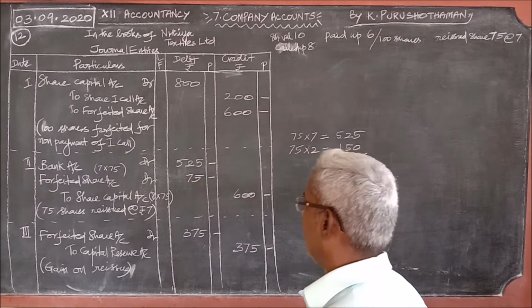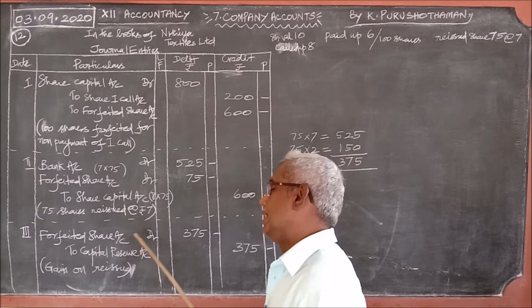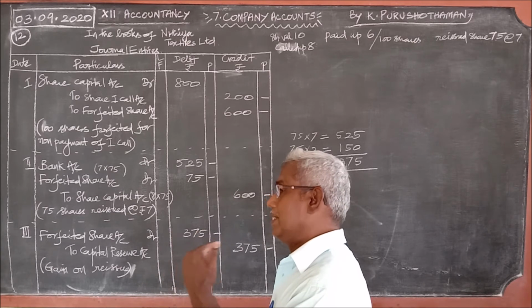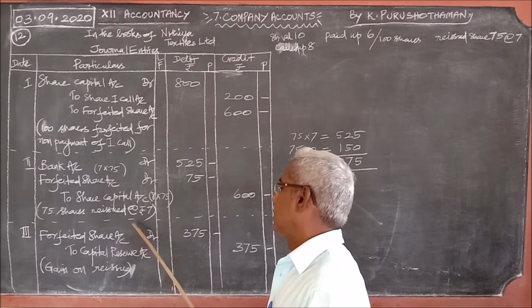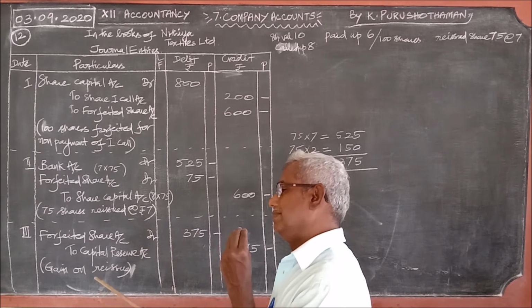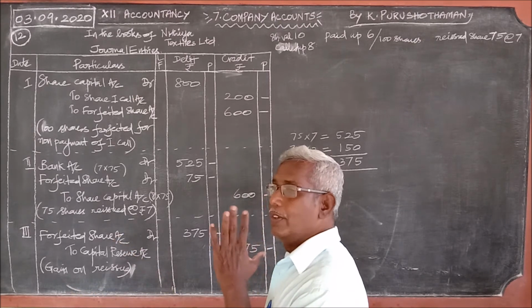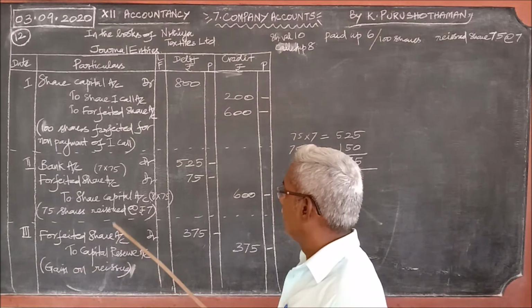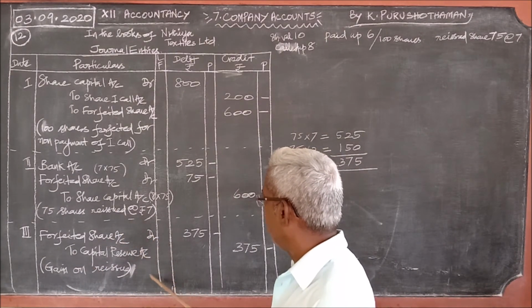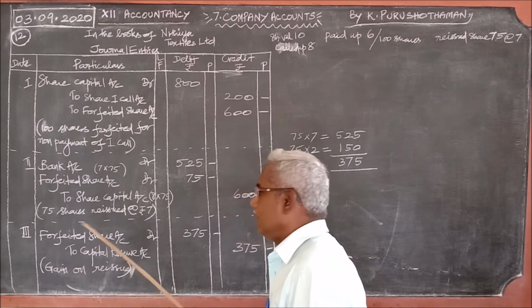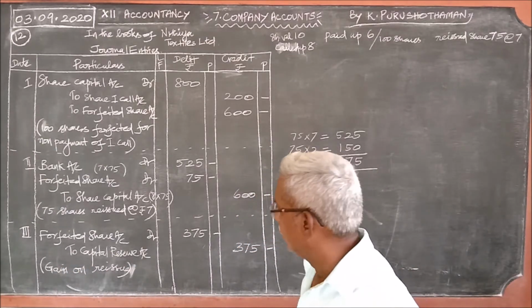So the next one, this is a permanent entry. Whenever there is a forfeiture and reissue, whenever there is a reissue, this is the permanent journal entry. You can write it; this is the journal entry for all the problems. What is it? Forfeited share account debit to capital reserve account. Narration is also the same: gain on reissue or profit on reissue.